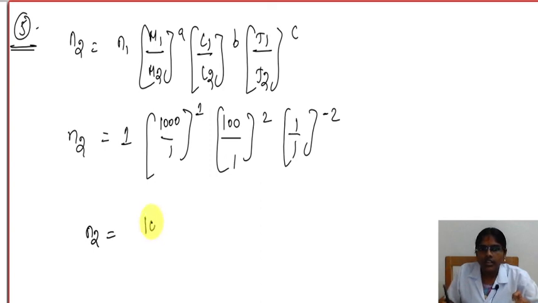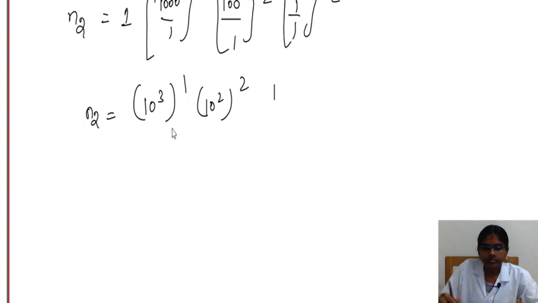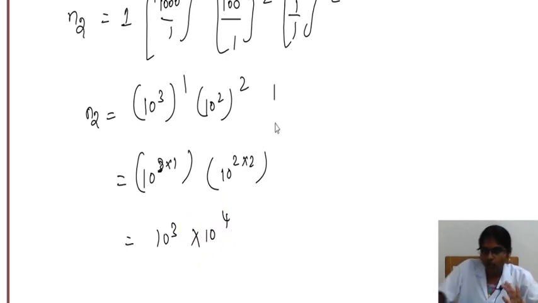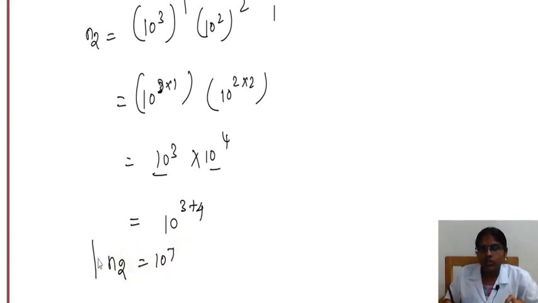N2 is 10 power 3 the whole power 1, and 10 square the whole square. Am I correct? 100 is 10 square, and there is another power 2 over 10 square, right? This is just 1. So 10 power 3 into 1, and 10 power 2 into 2. Powers we just multiply, right? So now 10 power 3 into 10 to the power 4. Am I correct? A power over a power, we multiply. But here both have the same base, so the powers we add. So 10 power 3 plus 4 becomes 10 to the power 7. So N2 is 10 to the power 7.